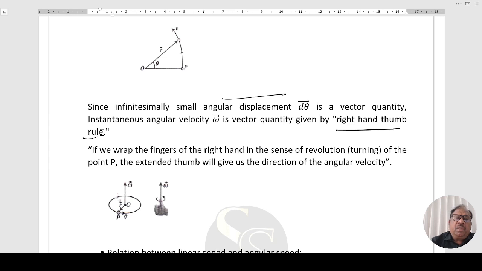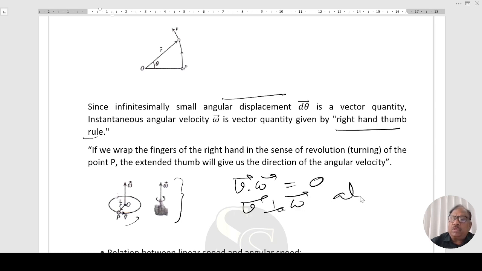What does it say? If we wrap the fingers of the right hand in the sense of revolution of the point P, the extended thumb will give the direction of angular velocity. V dot omega equal to 0, that is V is perpendicular to omega always.